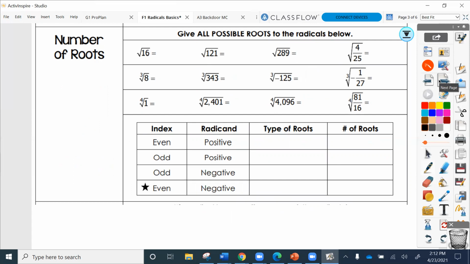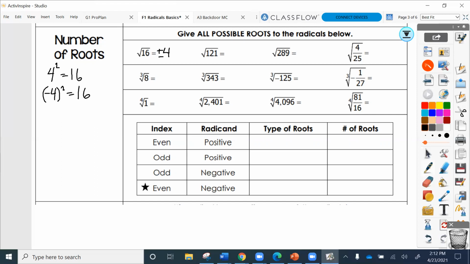So it says here, give all possible roots to the radicals below. So you have to think in terms of signs, like plus or minus. So the square root of 16 is 4, you guys know that, but it could be a positive 4 or it could be a negative 4. And the reason why the square root of 16 is positive 4 is because 4 squared is equal to 16. But also, if you take a negative 4 and square it, you also get 16. So you have to consider all possible roots.